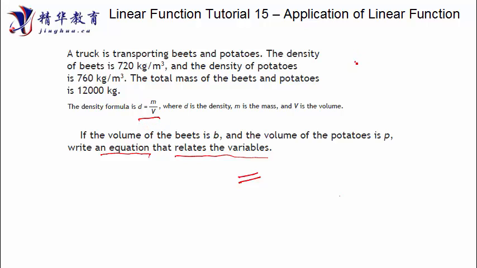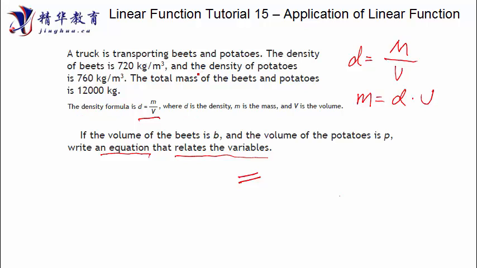The density is how dense the object is. Mass is how heavy it is, and the volume is how big it is. So we know density equals mass divided by volume. At the same time, we know mass equals density times volume here. Just cross multiply. All right, m equals d times v. Think about this question. We want to make them the same.